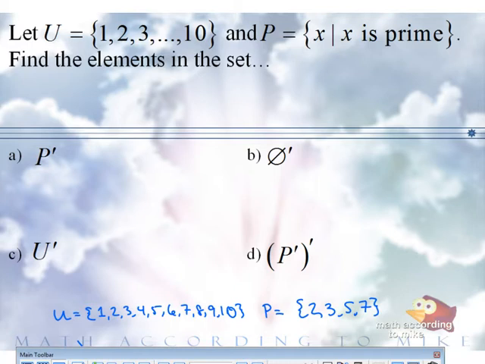Okay. Part A. P naught or P prime, which is ironic because P stands for the prime number. So prime prime. So this says in English, all the elements that are in the universal set, 1 through 10, that are not 2, 3, 5, 7. So you're basically subtracting out 2, 3, 5, 7 from the universal set. Whatever is left over is your P prime. What elements would those be? One, 4, 6.